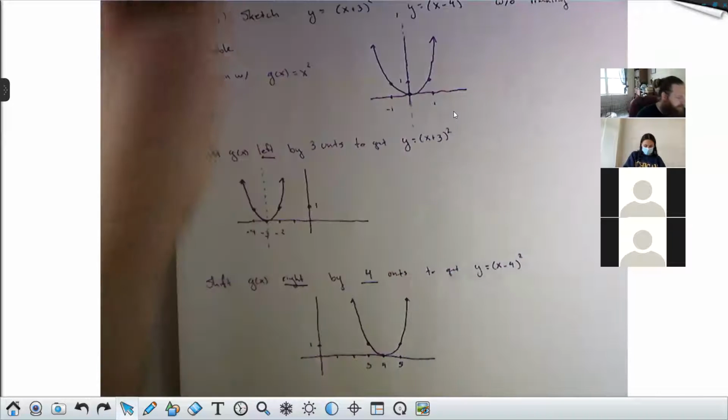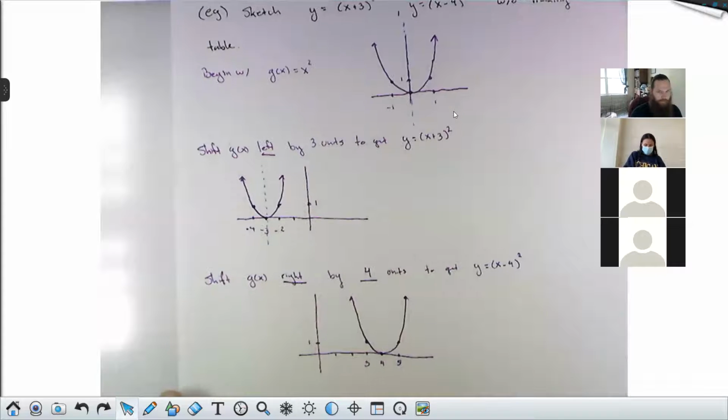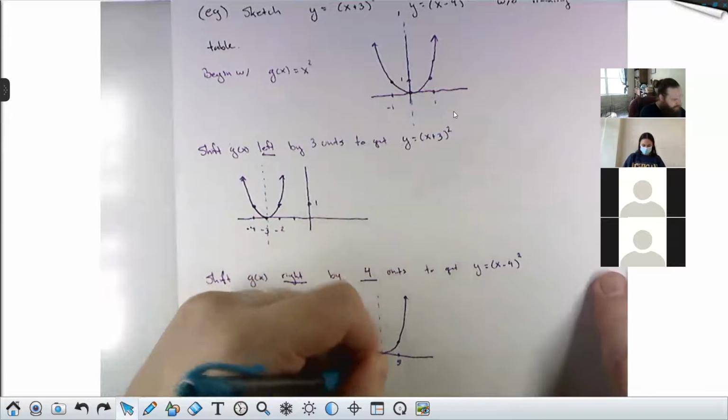Let's look at one more example here where we're using a different parent function. First, are there any questions on what we've done right here? If you want to draw on the axis of symmetry here, it would be this guy.